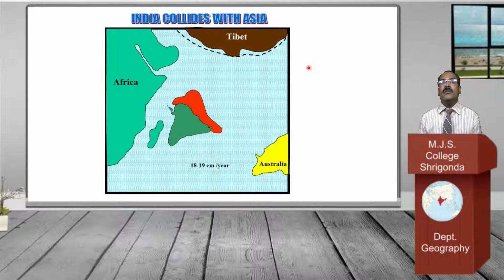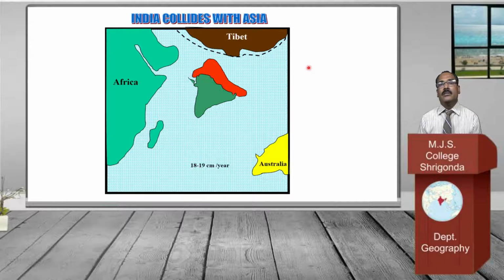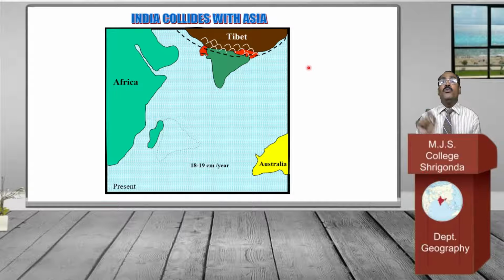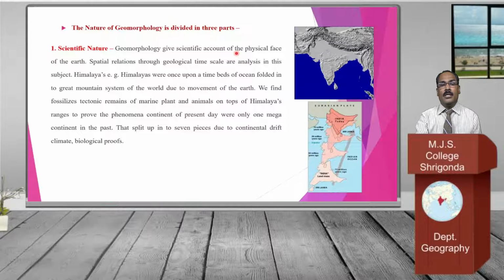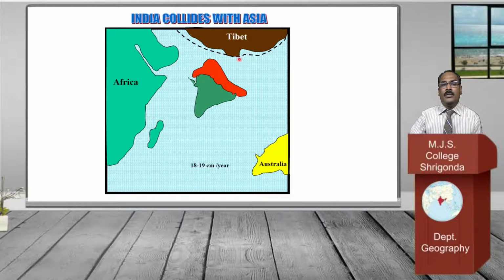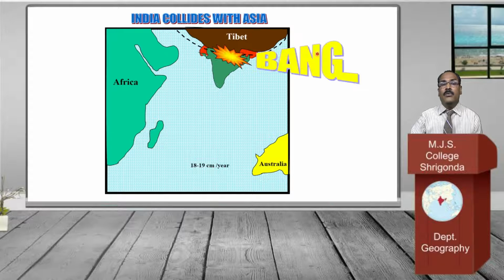This is the animation of the Himalayas. The Indian plate moves 18 to 19 centimeters per year in a northward direction. Here the Himalayas are created. Let me show it again: here the ocean, it is sea, then after that the mountain of the Himalayas.